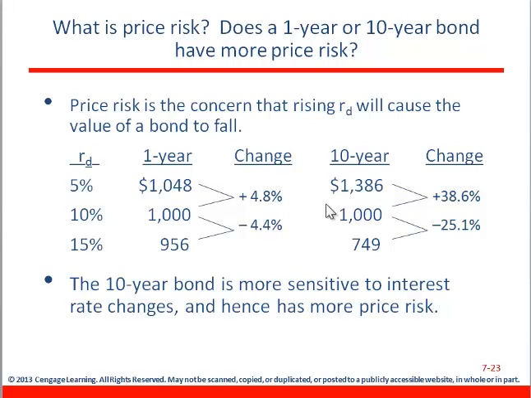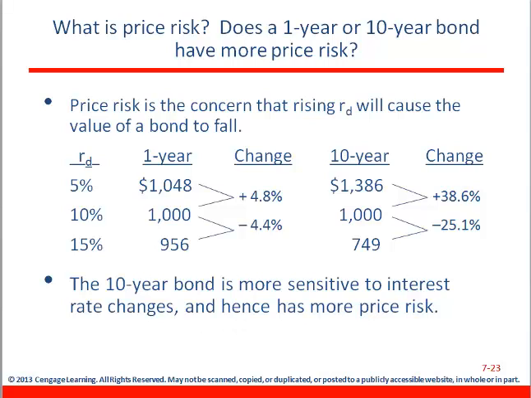When we talk about price risk, what we're talking about is the magnitude of the change. For the 1-year bond, it's a 4 or 5% change, positive and negative. For the 10-year bond, you can see the magnitude is 5 to 6 or 7 times greater. This suggests the 10-year bond has greater price risk than the 1-year bond. As we look at the final statement, the 10-year bond is more sensitive to interest rate changes and hence has more price risk. We could also generalize that and say, in general, longer maturity bonds have more price risk.